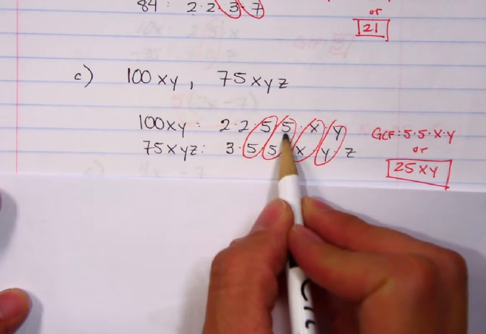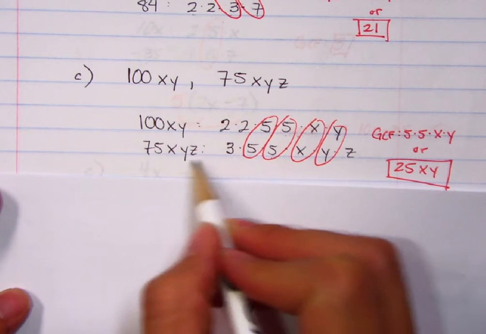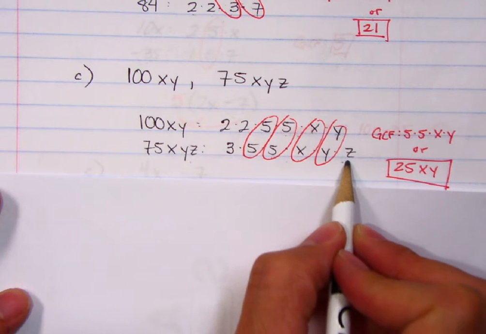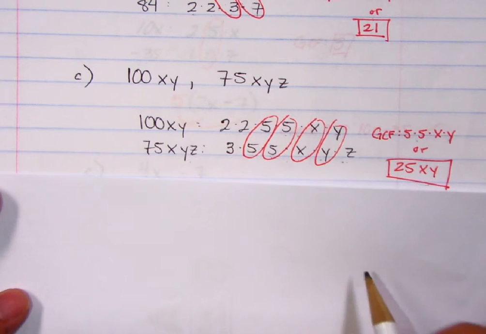2, 2, 5, and 5 give you 100, x and y. 3, 5, 5 gives you 75, x and y, and z. It's got an extra letter there. 2 5s in common, an x and a y, and so that's why you get 25xy.